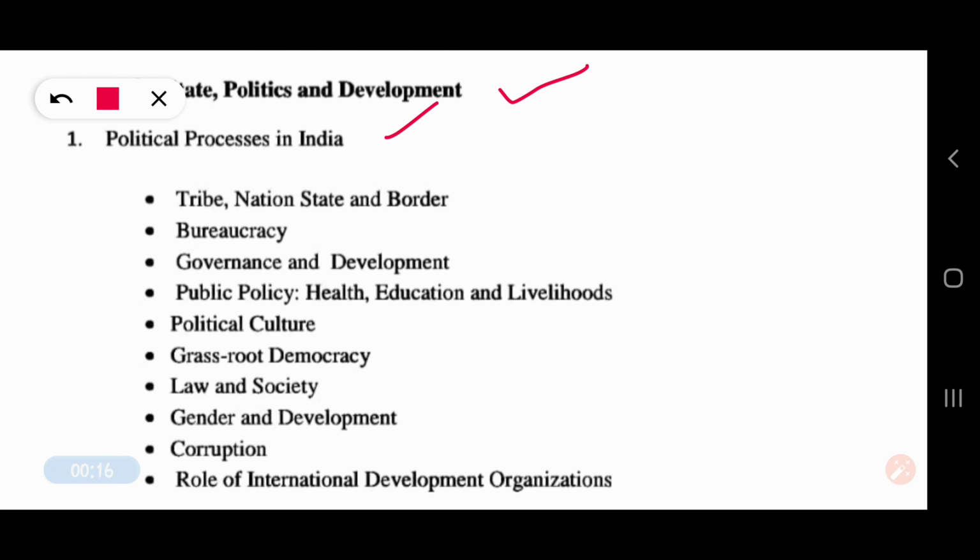tribe, nation, state and border, bureaucracy, governance and development, public policy, health, education and livelihood, political culture, grassroots democracy, law and society, gender and development, corruption, role of international development organizations.